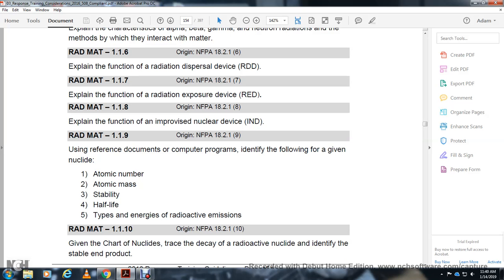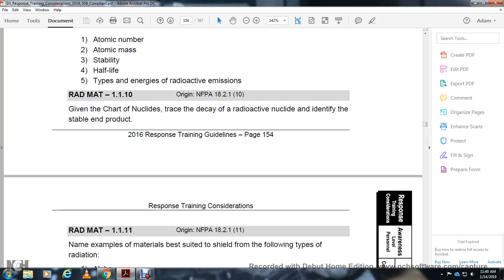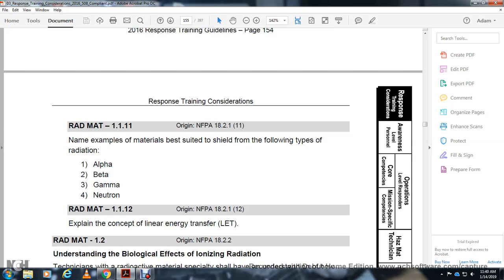Given the chart of the nuclides, trace the decay of the radioactive nuclide, identifying the stable end product. Give examples of the material best suited for shielding the following types of radiation: alpha, beta, gamma, neutron, and explain the concept of linear energy transfer.